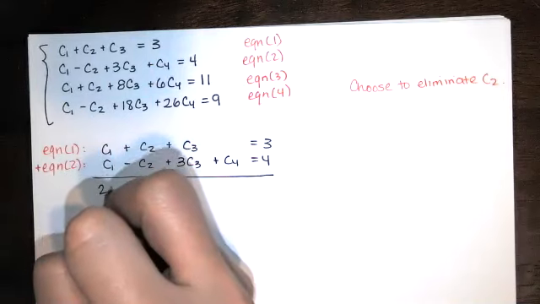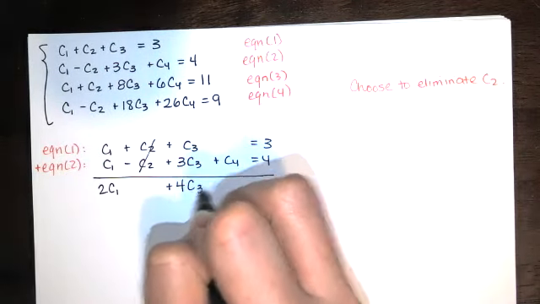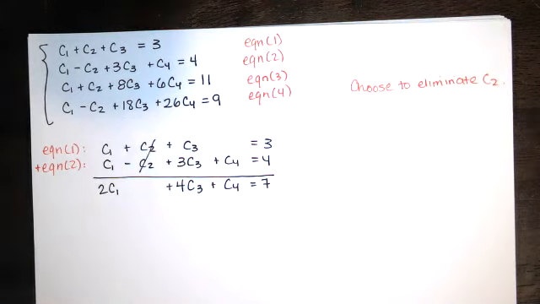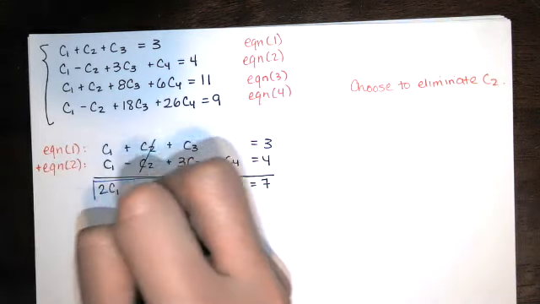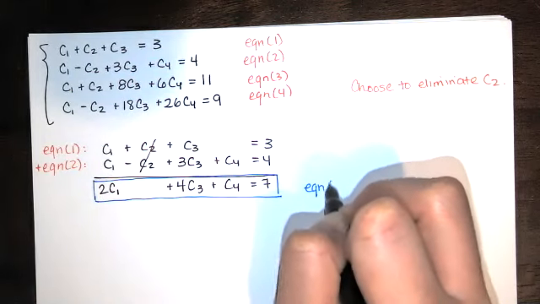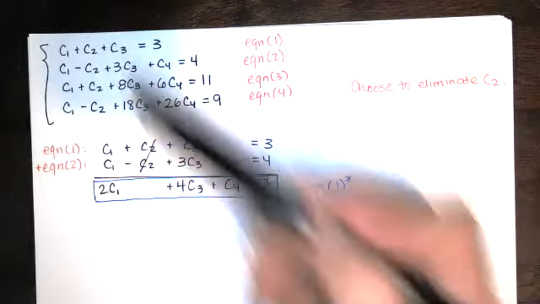So now I've got 2C1, those reduce, plus 4C3 plus C4 equals 7. So that's one equation with our 3 unknowns, C1, C3, and C4 now. So I'm going to call this my new equation 1 star. All right. So that's one way to get rid of C2.